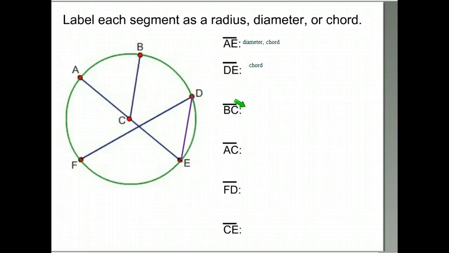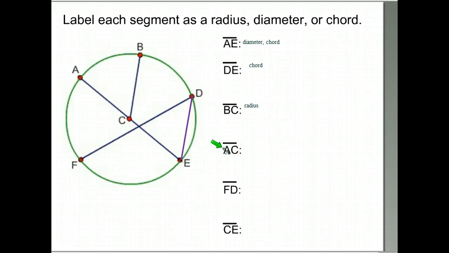All right, next we have BC. Here's BC, this line going from B to the center of the circle, C. A line that goes from the center to the edge of a circle is called a radius. So BC would be a radius. Now, if it's a radius, there's no way it could be a chord because chords have to touch 2 places on a circle, and the radius only touches 1.